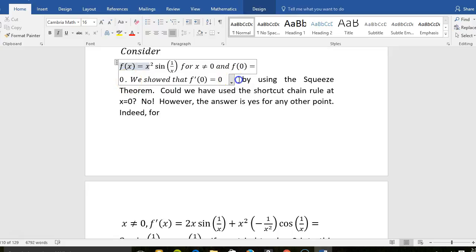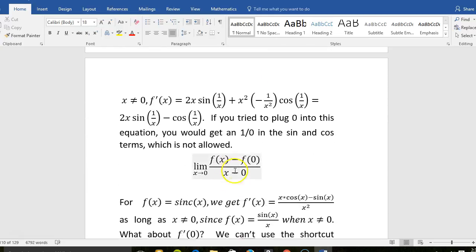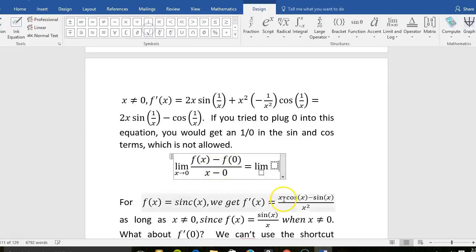Okay. Now, we've already showed from previous videos that f prime of 0 equals 0 by using the squeeze theorem, and I'm going to remind you of that down here. How did we go about doing that? Because you might be rusty. So remember, this is the definition of the derivative at 0 if it exists at all. We need to show that it does. So that's the limit of, again, x goes to 0.